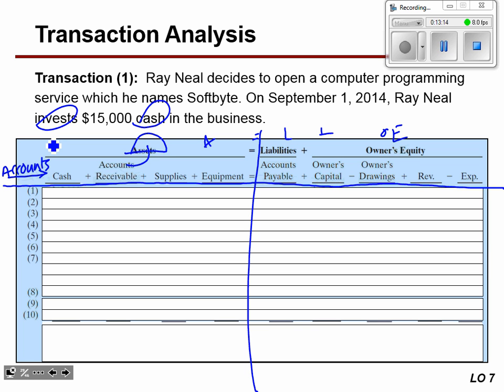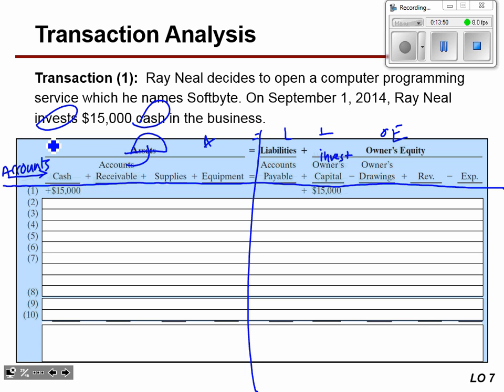Okay, so we've got our 2. What's our dollar amount? $15,000. Is cash going to be a plus or minus 15,000? And owner's capital goes up. That is the account where investments happen. Does 15,000 equal 15,000? It checks out. Can we go on to the next one?